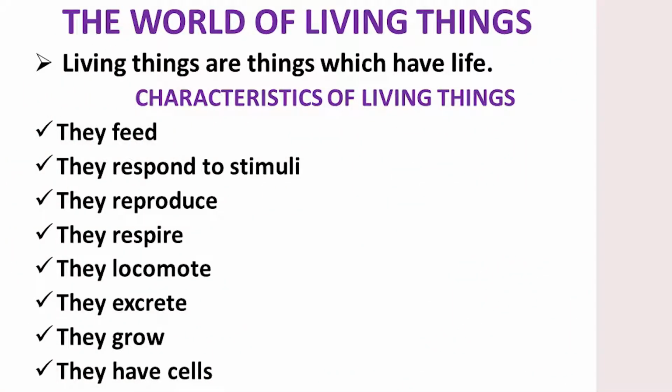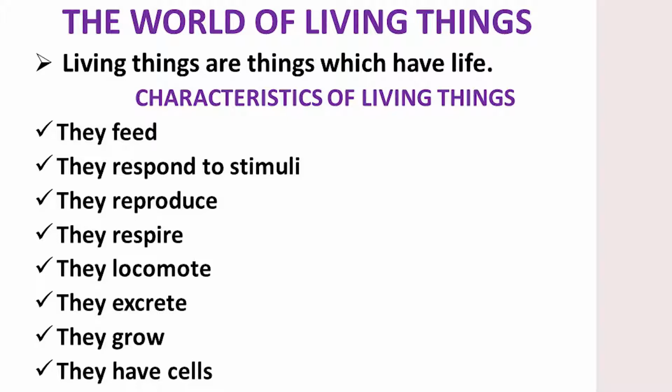So living things are those things which have life. They have quite a number of characteristics that we can use to describe them. So first of all, living things feed. They take in food. They respond to stimuli. Stimuli are the changes in the environment to which organisms are sensitive. Living things reproduce. Living things respire or carry out what we call respiration.